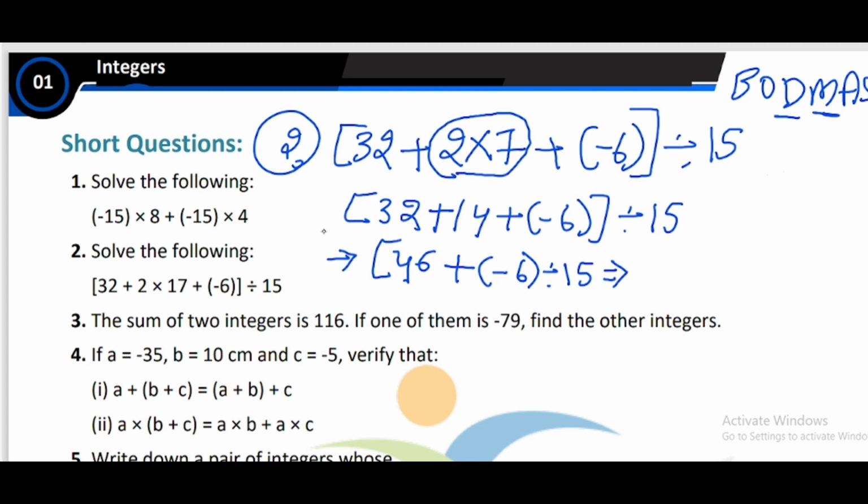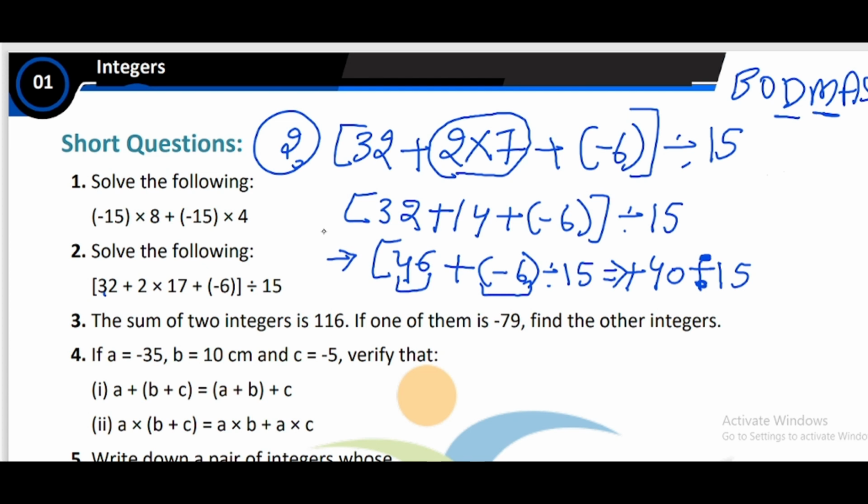Let's see. 46 add with minus 6. Both the integers have opposite signs. Then we subtract 46 minus 6, that is 40. And the symbol of 40 is plus, because 40 is greater than 6, then divided by 15. Let's see.